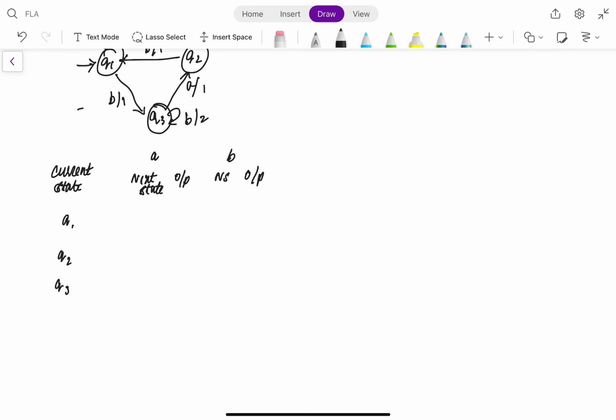So Q1 on A goes to Q1 itself and the output is 1. Q2 on A goes to Q2 and the output is 2. Q3 on A goes to Q2, output is 1. The same way, Q1 on B goes to Q3, output is 1. Q2 on B goes to Q1, output is 1. Q3 on B goes to Q3 itself, output is 2. So this is your transition table.